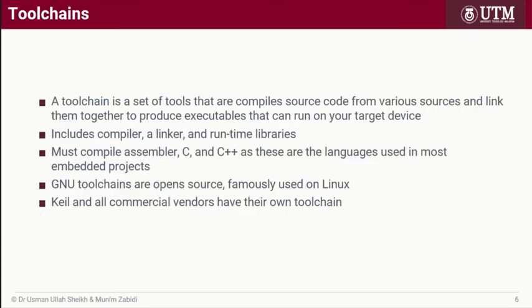Next, we want to look at what a toolchain is. A toolchain is a set of programming tools that is used to perform a complex software development task or to create a software product, which is typically another computer program or a set of related programs. This toolchain is a set of tools that compile source code from various sources. So you have a few source code files and you want to compile them from various sources, and then you link them together to produce an executable that can run on your target devices.